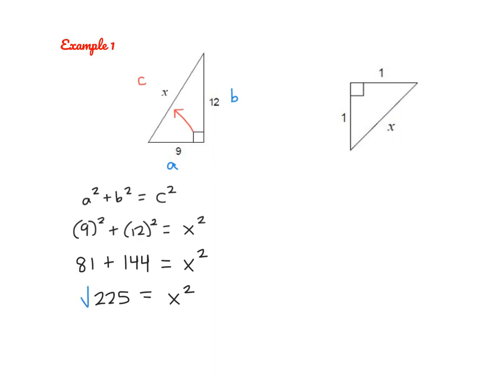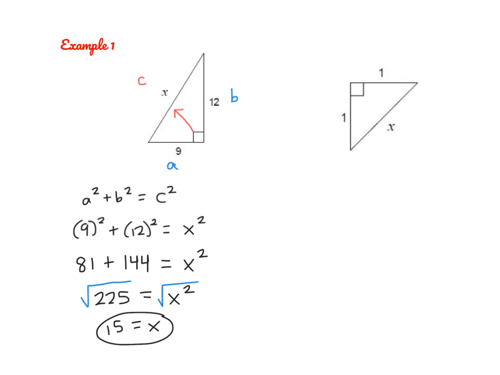And we know that to undo a square, we take the plus or minus square root of both sides, except this time we only need to do the positive square root because we're solving for a leg of a triangle, and it's impossible for a triangle to have a negative distance. So this is why we're not including the plus or minus. So 225 is a perfect square. It is 15 squared, so we have 15 equals x. So using the Pythagorean theorem, we were able to find this missing side length.